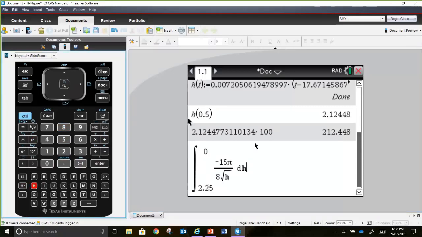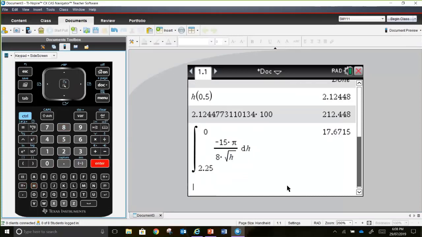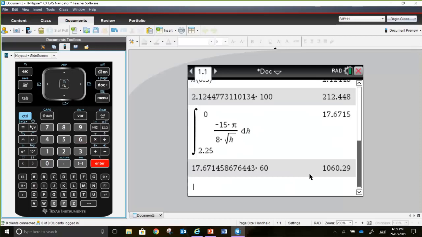It comes in bold because it was defined, but it will not have a big effect here. So this is time in hours, so we need to go times 60 to get the time in minutes. So that's 1060 minutes. That answers our second question.